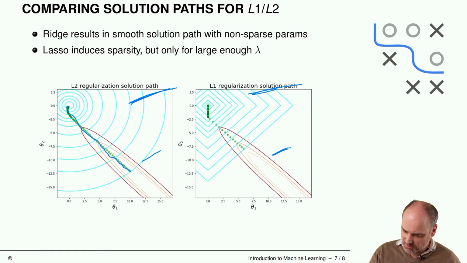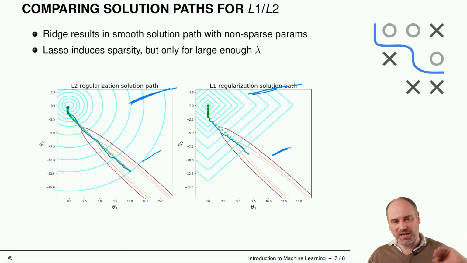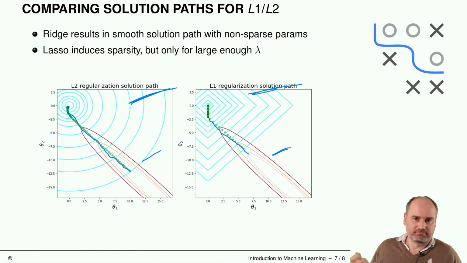For L2, we looked at this before, but you can also look at it for L1. And again, you can see I move closer to the origin, but at some point I end up on an axis, and parameters get shrunken to exactly 0. I've seen this now multiple times.